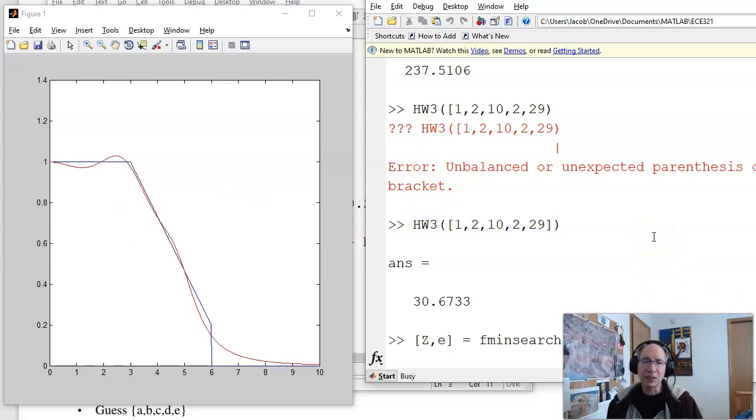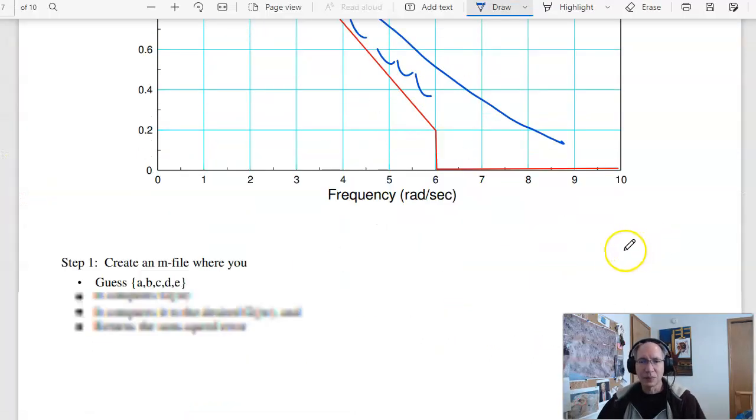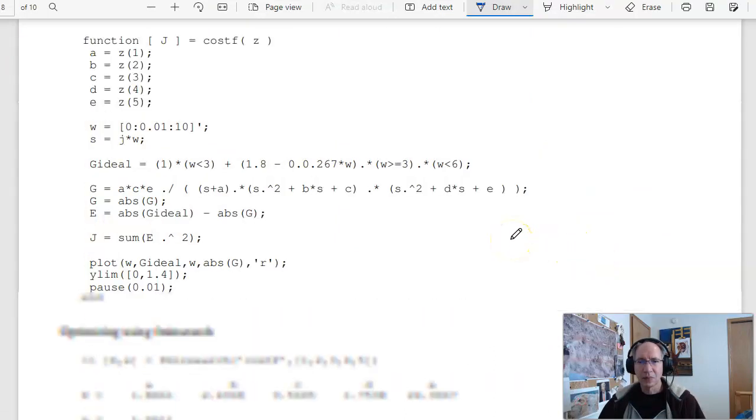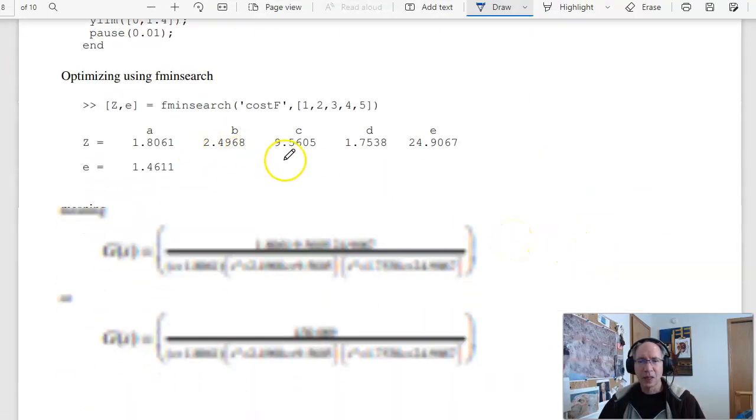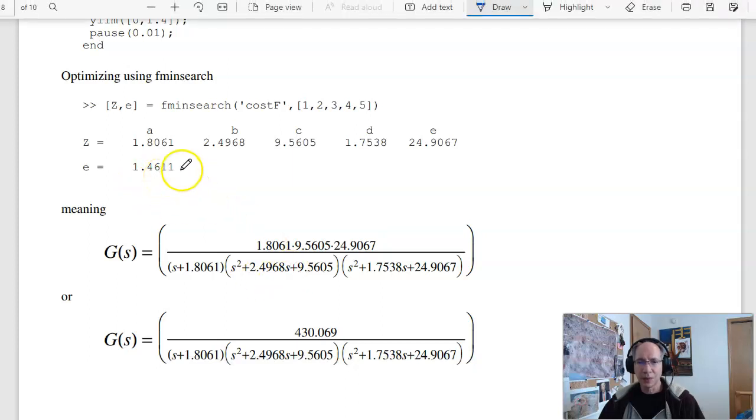And MATLAB actually does a really good job at filter design. That looks pretty good. When it's done, it'll kick out a number and the sum square difference. What that means is this is the numerator, A times C times E. There's the denominator. There's A, B, C, D, E. So here's my filter.